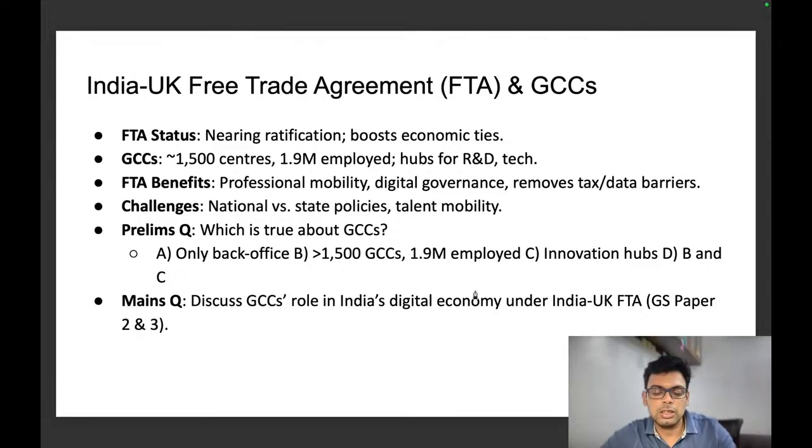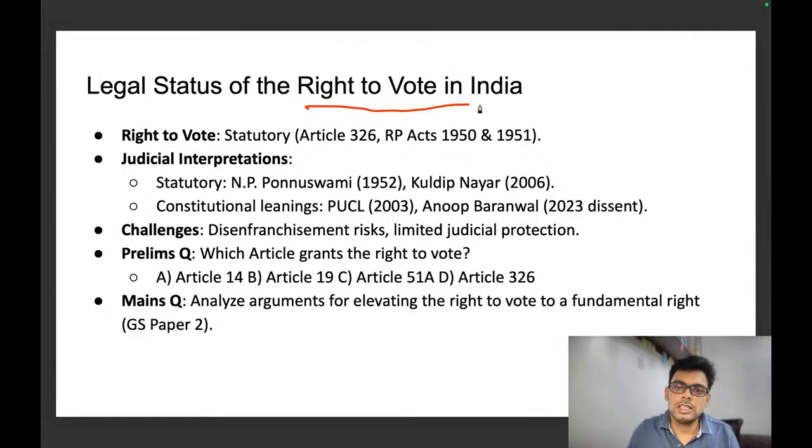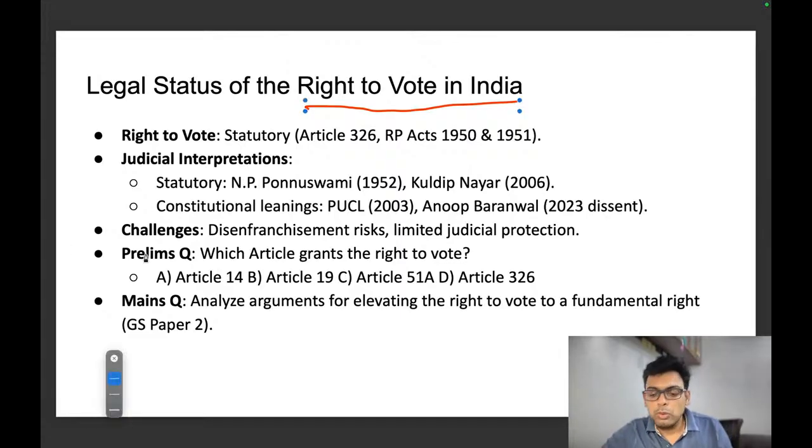The next one is the legal status of the right to vote in India. UPSC has already asked this question, right to vote. So what is the legal status? We need to know about it. So before we delve into this particular news, we should know some types of rights.